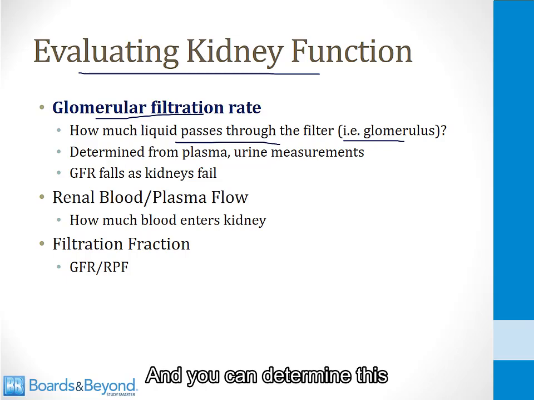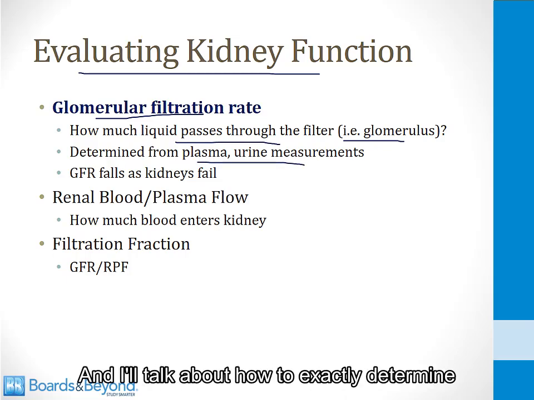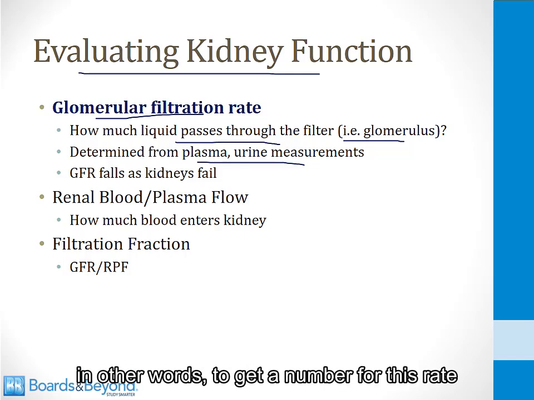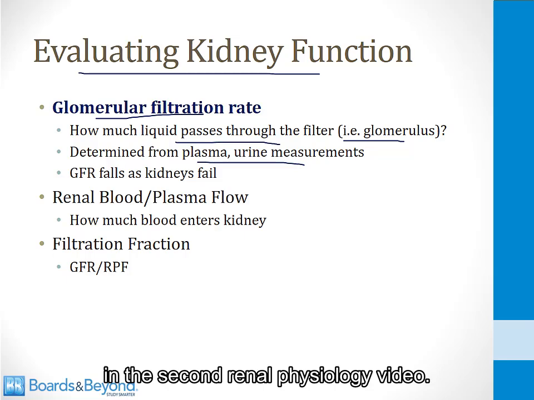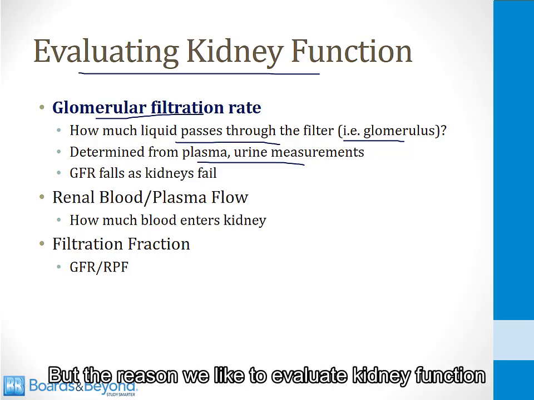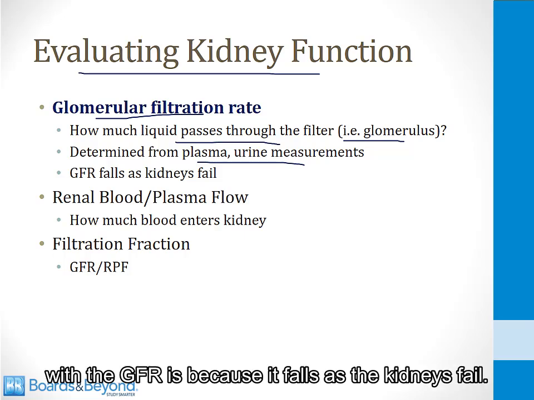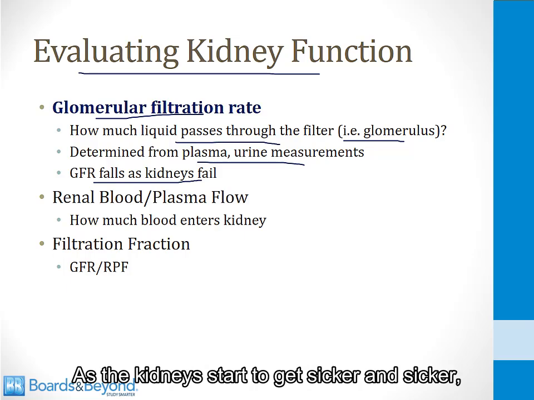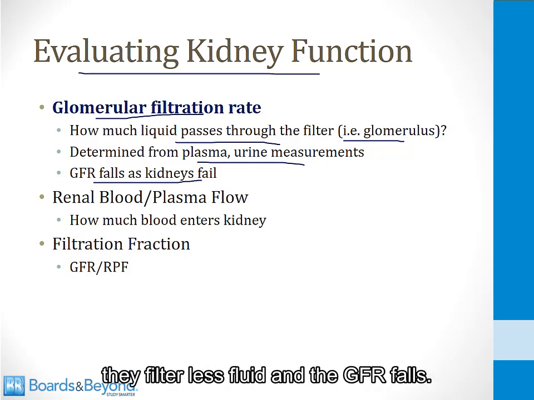And you can determine this from plasma and urine measurements. And I'll talk about how to exactly determine the glomerular filtration rate, in other words, to get a number for this rate in the second renal physiology video. But the reason we like to evaluate kidney function with the GFR is because it falls as the kidneys fail. As the kidneys start to get sicker and sicker, they filter less fluid and the GFR falls.